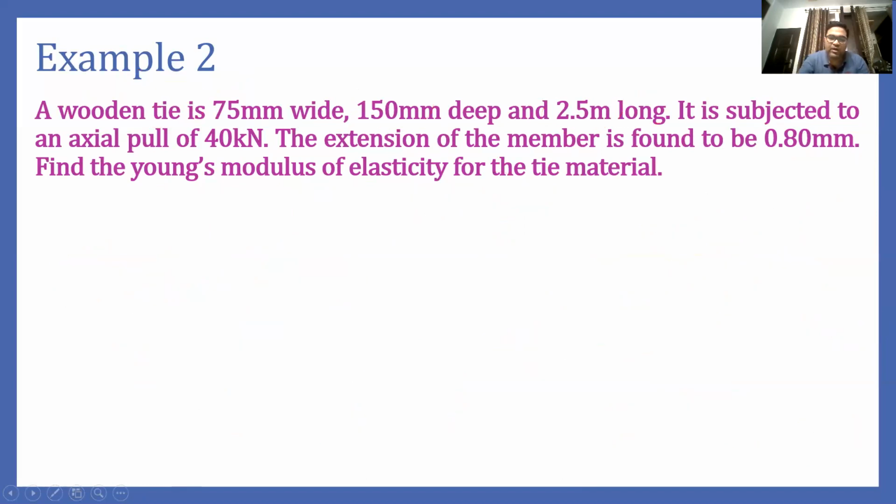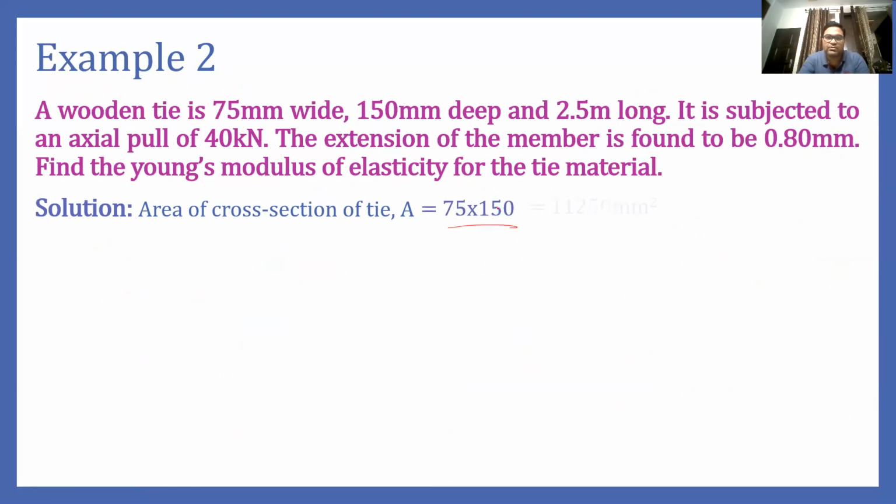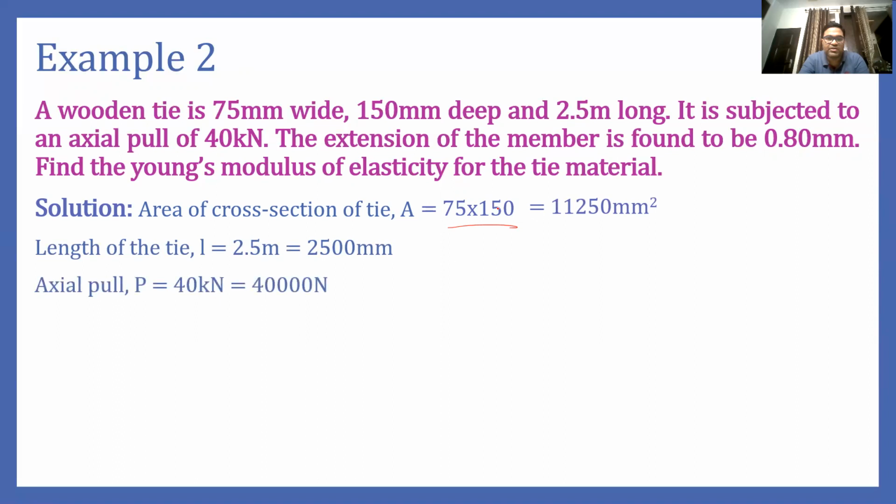So here I have provided the solution. In the solution, first we write the given data. Here the area of cross section will be 75 by 150, which is 11,250 mm square, and the length of the tie is given, which is 2500 mm. Axial pull is also given. Extension is also given. Now we can find out the stress, which is P by A.